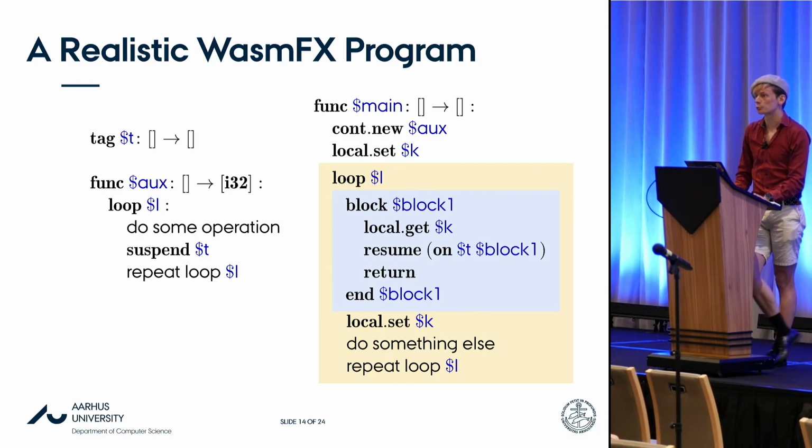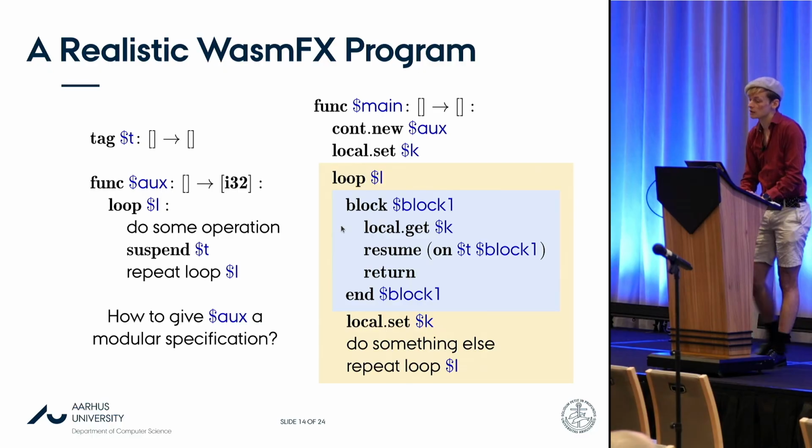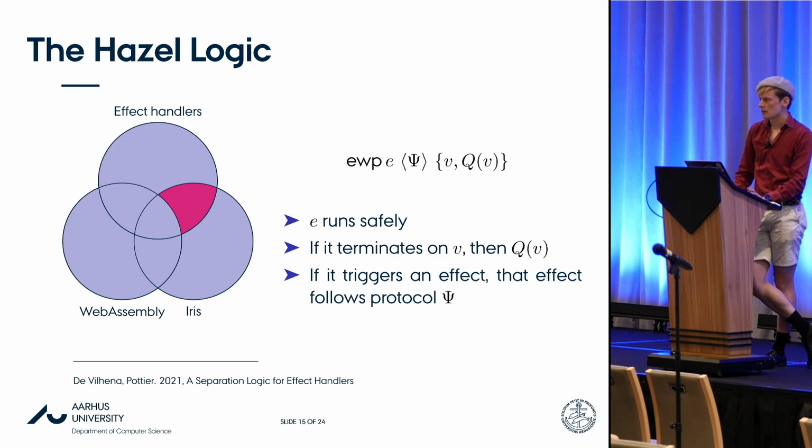Now the trick when you're trying to reason about code like this is how do you give this auxiliary function a modular specification? We could imagine that these two are in different modules and we'd like to be able to reason about them separately. But in order to understand what happens with aux, when you see this suspension, you really need to know what is happening in the function that is going to call you, or at least that's the case in traditional separation logic. The way you solve this, as has been well understood for a couple of years now, is by using a protocol-based logic. We've been using Hazel, a version of Iris that is better adapted to reasoning about effects.